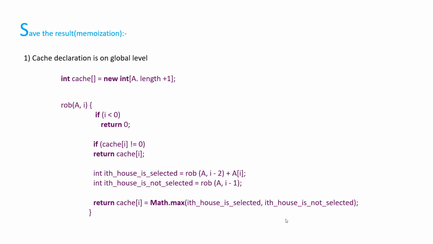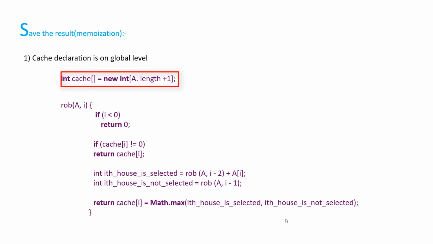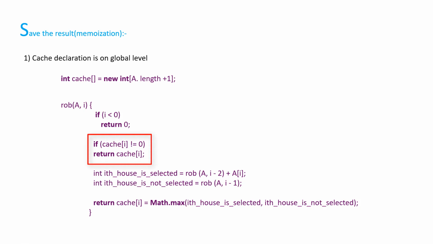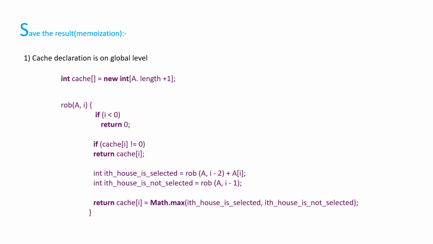The first variation is when the cache declaration is on a global level. If you see this code, here we have defined the cache on a global level. This is the same solution, guys, which we just solved. We have just added one caching layer in between. If we have already calculated anything, we just return it from the cache. Else we calculate the maximum amount, store it in the cache and return. So this is one variation, where we have declared the cache on a global level.